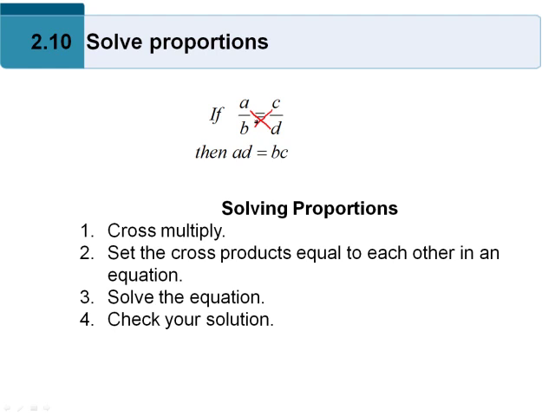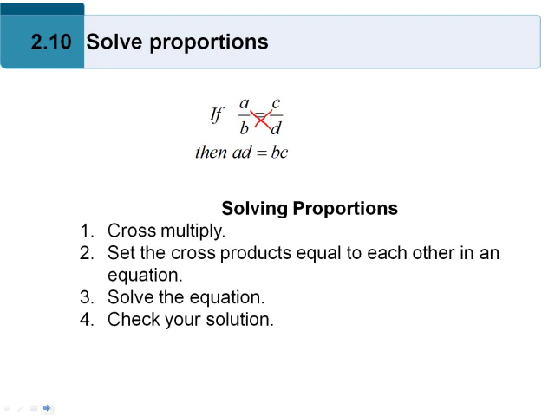So the first step is to cross multiply. Then put those cross products equal to each other in an equation. So you'll multiply and get one side, and cross multiply the other side and put that on the other side. Then solve that equation and check your solution.